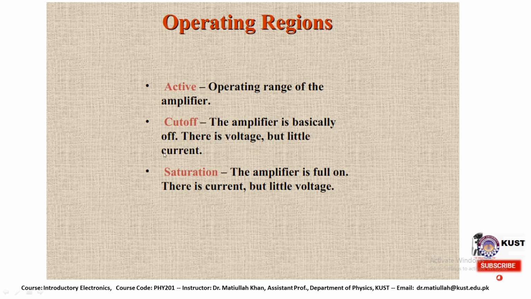In this saturation operating region, what happens? The amplifier is full on, and there is current but little voltage. That current is produced through this particular region. So these are the operating regions of the simple transistors.